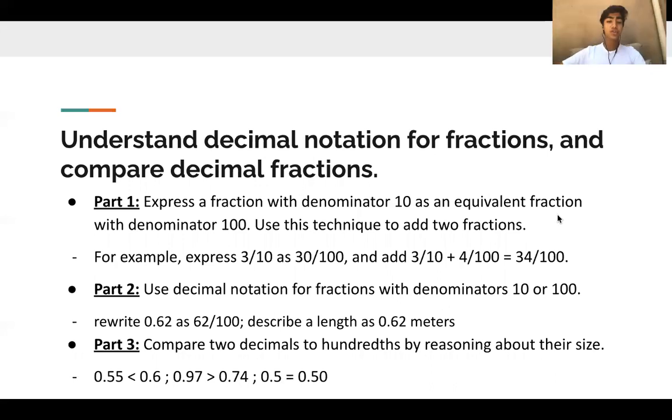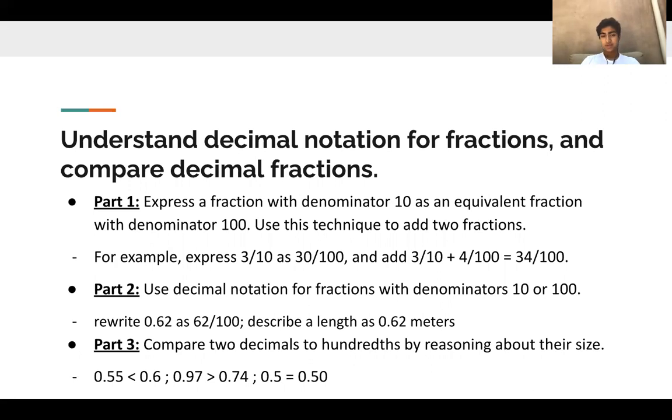Let's finally look at this last one over here. We want to understand decimal notation for fractions and compare decimal fractions. Let's look at the first part. It says express a fraction with denominator 10 as an equivalent fraction with denominator 100. Pretty simple.